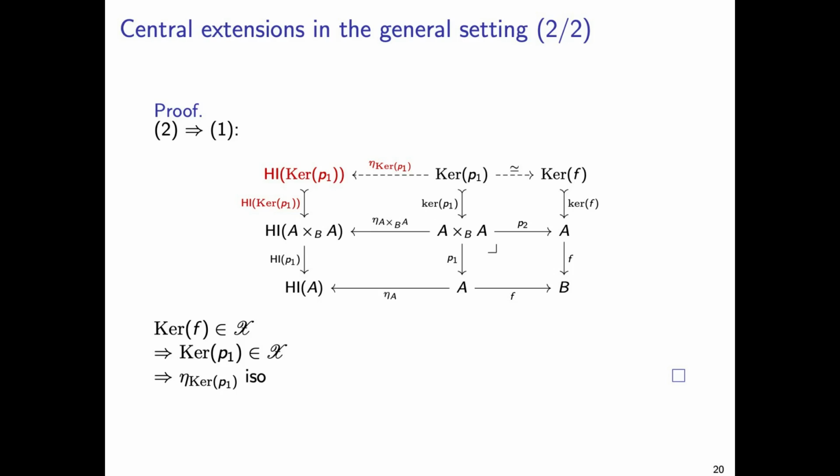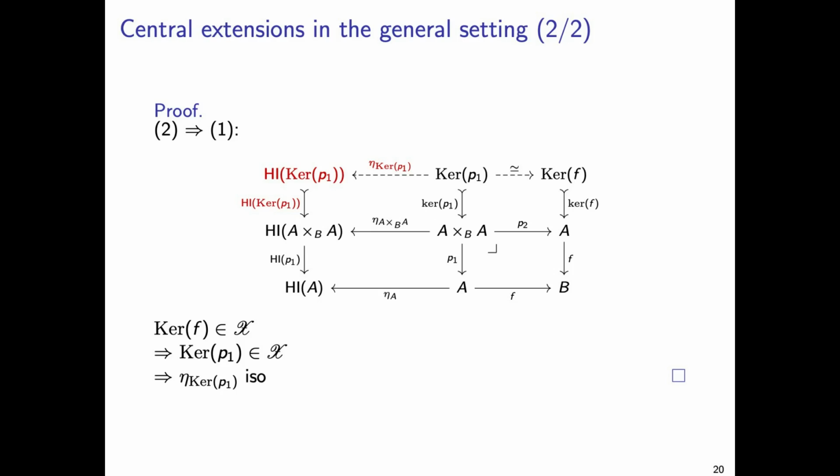So we want to show that the naturality square on the left-hand side is a pullback to show that P1 is trivial. But because we are in a homological setting, this is equivalent to the induced morphism between the kernel of P1 and the kernel of HI of P1 being an isomorphism. And here we can use the quasi-additivity because this implies that the kernel of HI of P1 is HI of the kernel of P1, and the morphism here is the kernel of P1 component of the unit of the adjunction.